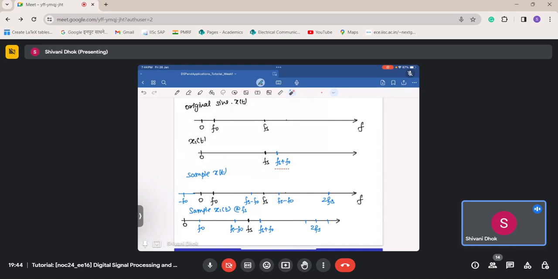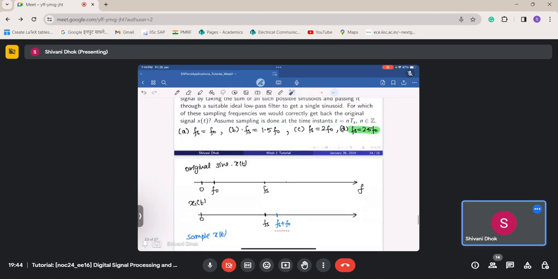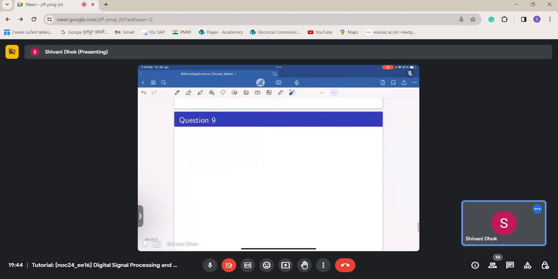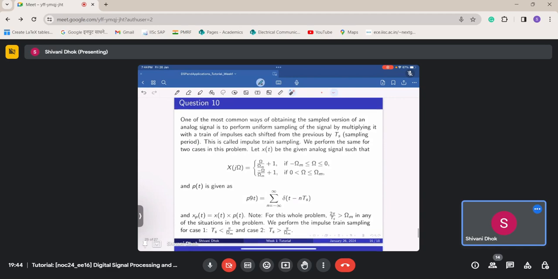Okay, if there are no questions, then let us go ahead with the last question that I had planned to cover today. This is also the assignment question. So, what does it say?